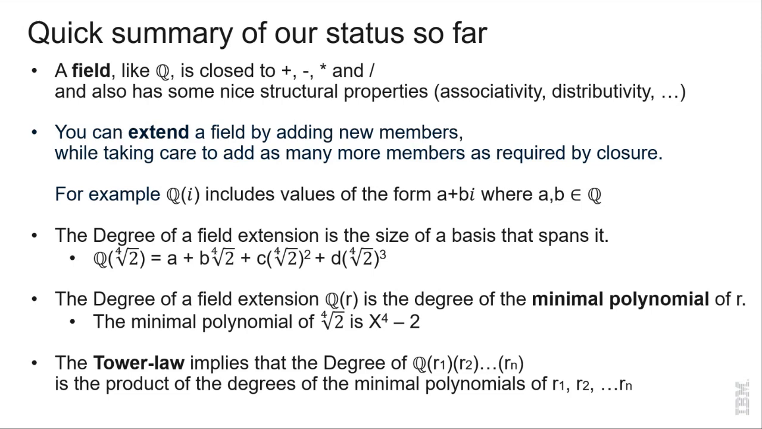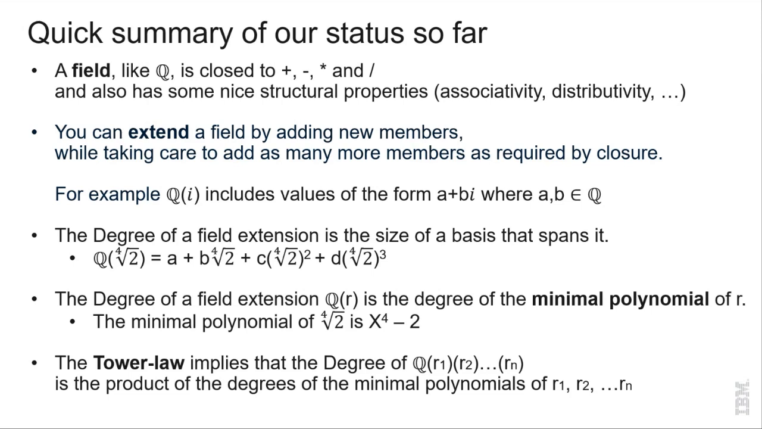And then we saw that another definition for the degree of the field extension is the minimal polynomial of the root that you add to it. So in this example, we added the fourth root of 2, and the minimal polynomial of the fourth root of 2 is here. It's x to the power of 4 minus 2, and the degree of this polynomial is 4, and therefore the degree of the field extension is 4. So we have 2 equal definitions of the degree of the field extension. One is the size of the basis of the vector space, and the other is the degree of the minimal polynomial of the root which we added.